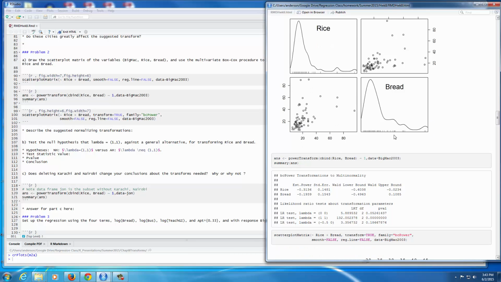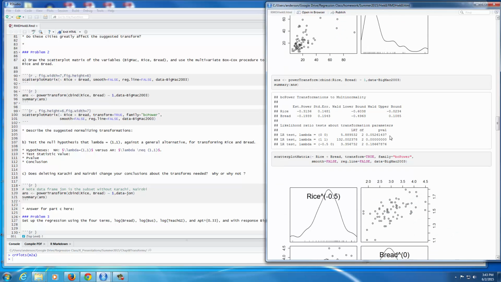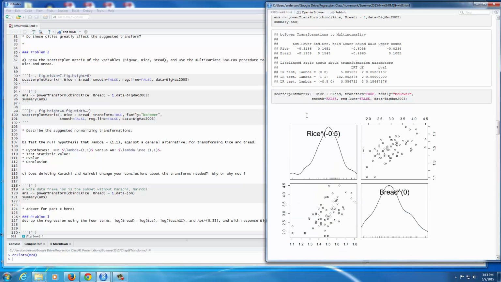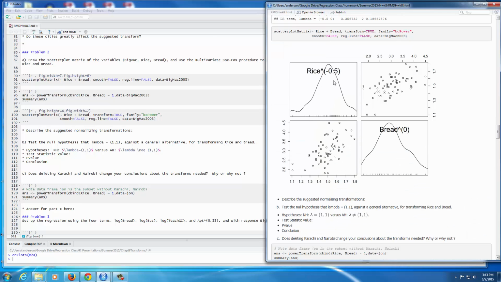That's what's being done in the markdown file in the code block lines 95 and 96. There are some suggestions about what transforms should be taken for rice and bread. Here are the suggested lambda transforms. And then here is another scatterplot matrix with suggested transforms. You'll notice that they are much more normal, bell-shaped distributed, and the scatterplots are more evenly spread as well.